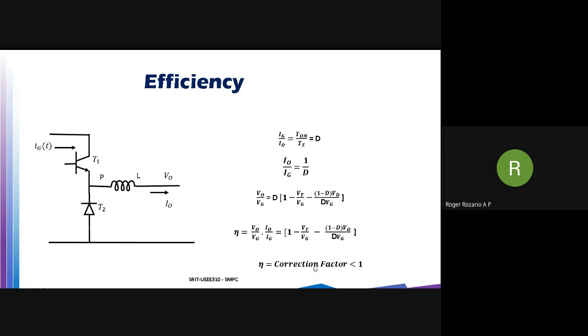The first non-ideality was the ripple in the output current due to the inductor.